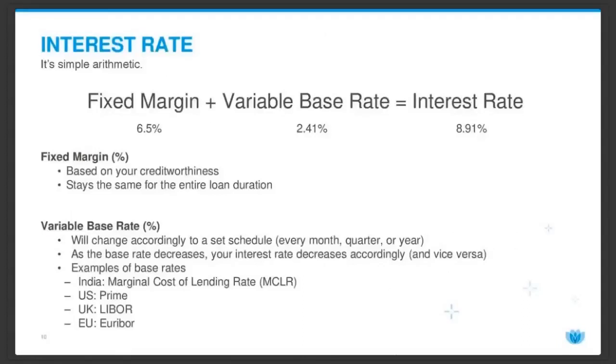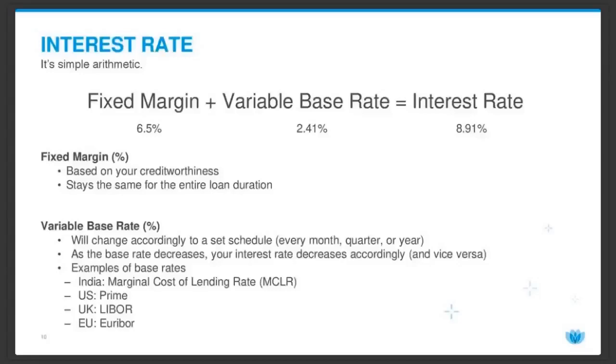Now your fixed margin remains fixed, right? Usually the lenders have a range for the fixed margin. It would be 5 to 10% or 8 to 11% depending upon different lenders, and this fixed margin stays the same for your entire loan duration. It does not change, and it depends upon your creditworthiness.